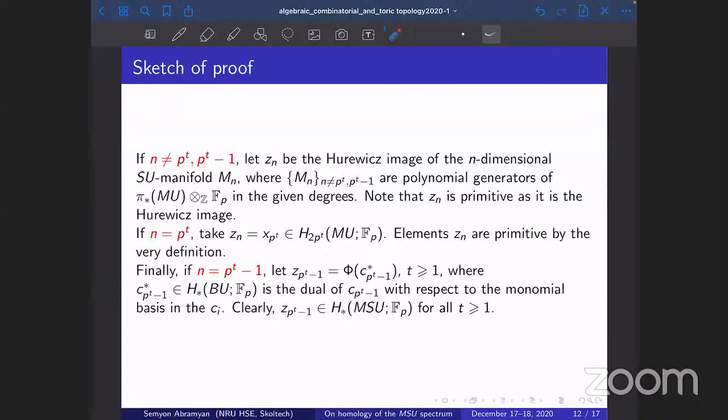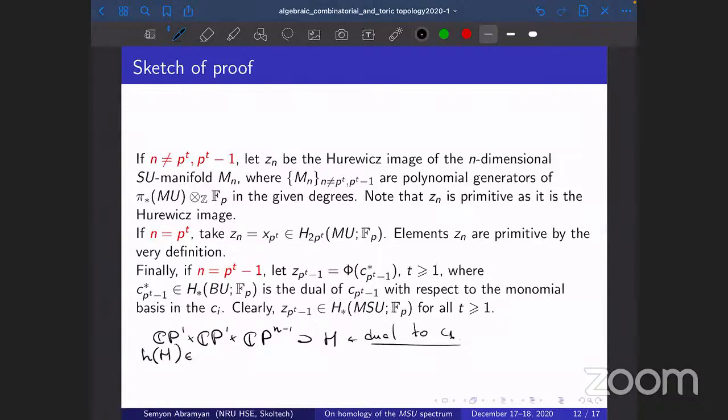So for example, we can take CP^1 times CP^1 times CP^{n-1} and take here the manifold which is dual to the first Chern class. And then we can just take the Hurewicz image of H, and this is an element of mod p homology of MU.